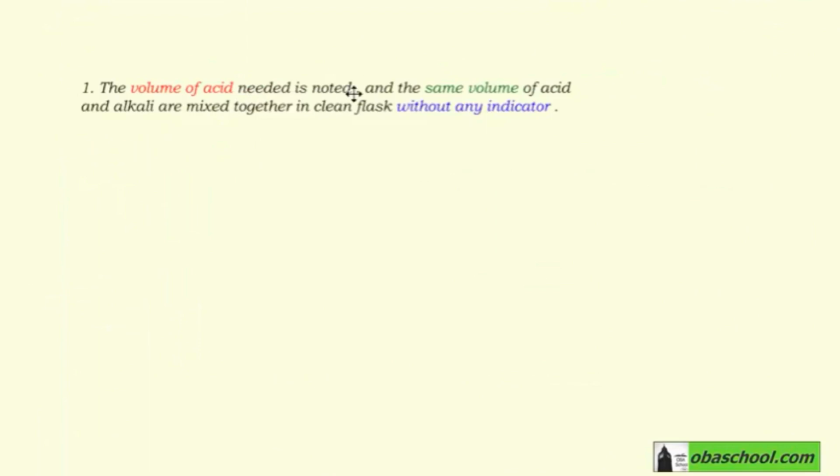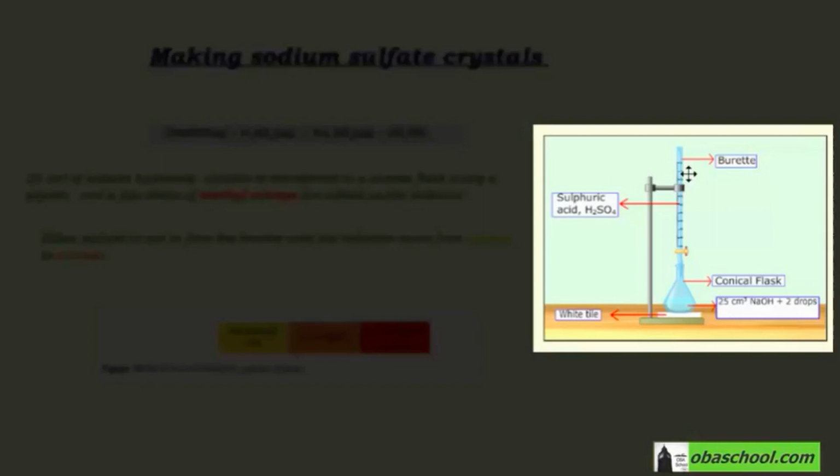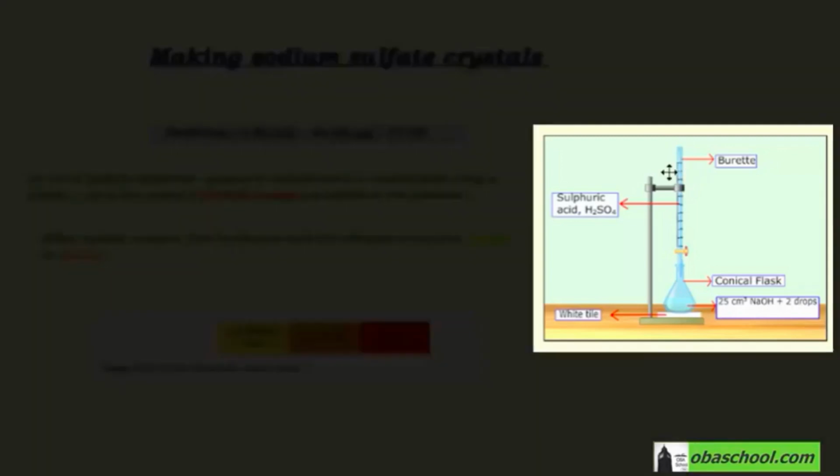Afterwards, the volume of acid needed is noted. When we run the acid from the burette, we read on the burette how much of this acid is used. So we write it down.